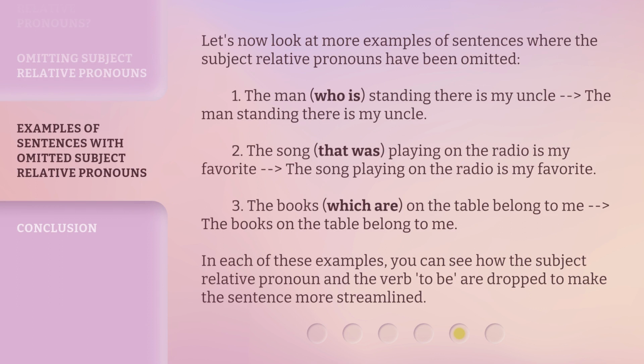Let's now look at more examples of sentences where the subject relative pronouns have been omitted. 1. "The man who is standing there is my uncle" becomes "The man standing there is my uncle." 2. "The song that was playing on the radio is my favorite" becomes "The song playing on the radio is my favorite." 3. "The books which are on the table belong to me" becomes "The books on the table belong to me." In each of these examples, you can see how the subject relative pronoun and the verb, to be, are dropped to make the sentence more streamlined.